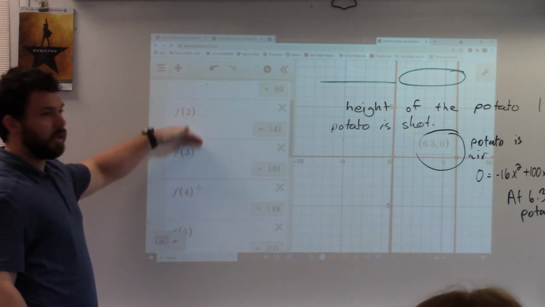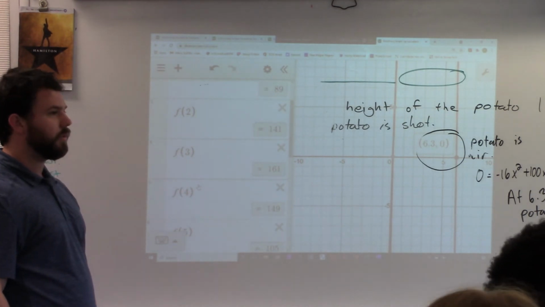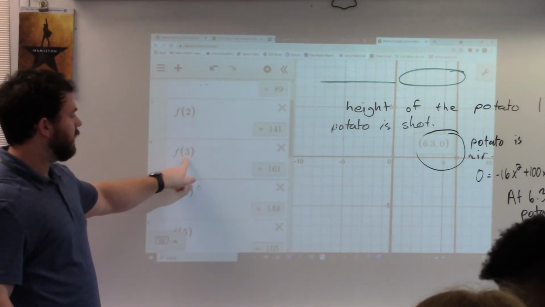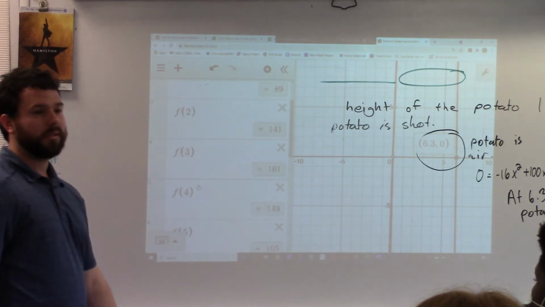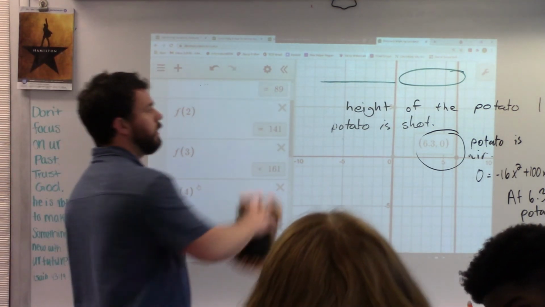This guess and check method where I substituted those values in for time? What do you see about the highest point? 3. At 3 seconds, it hits 161 feet. It's pretty darn close if you got the actual correct answer. And all you had to do was explain what you did.